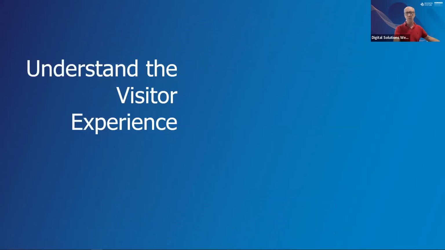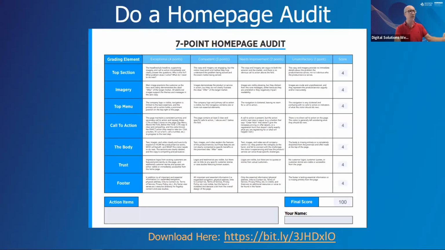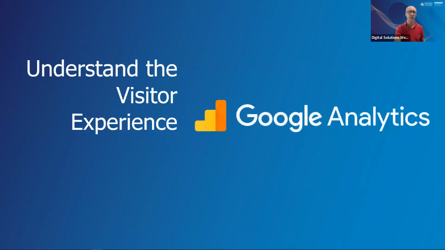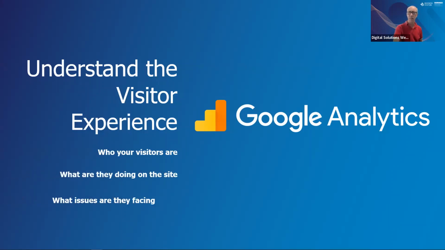Okay, so what we're onto here is now doing an audit of the website. So the first thing you should probably do is this homepage audit. Understand where you need to put a bit of effort in. But in addition to that, I would recommend some other things you should probably do. So the first thing is to understand, if you've got an existing website, of course, and you've got visitors, hopefully you've got Google Analytics set up, because Google Analytics is going to tell you a lot of very valuable things. So let's just talk about some of those things. So it's going to tell you who your visitors are, what they're doing on your site, and potentially what issues they may be facing, if any.